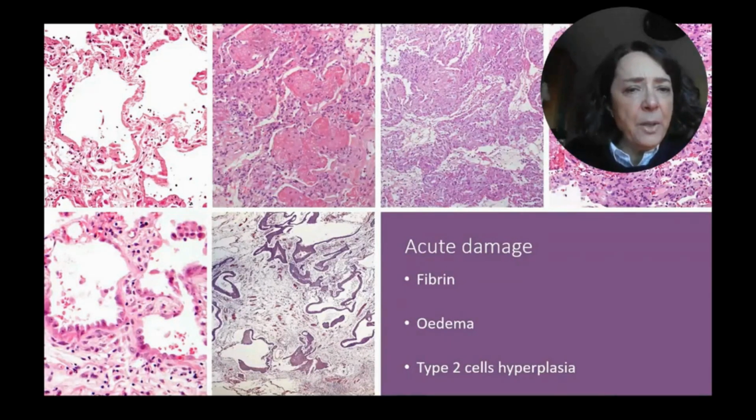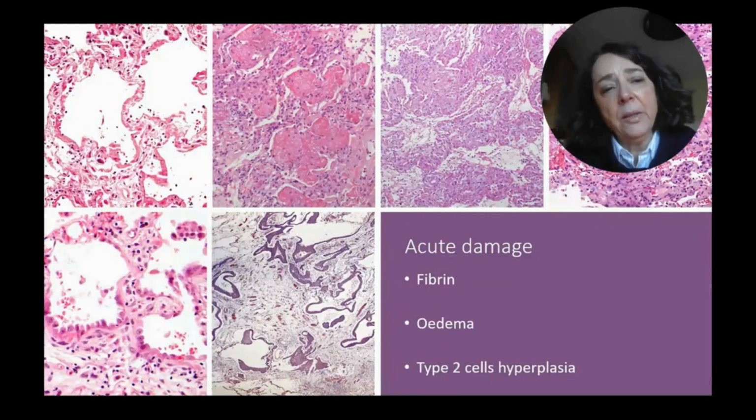The next picture, which is the upper middle right, is an acute lung injury. But this is an acute lung injury that is organizing, because depending on the timing, you are going to see different patterns or different cellularity.